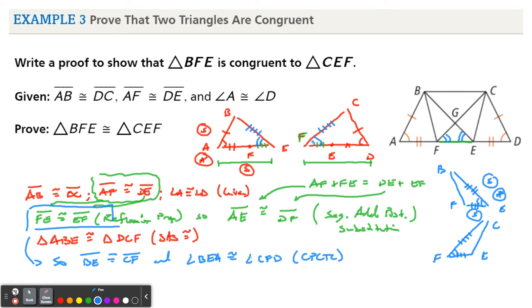Well, with these three pieces of information, we can now say that triangle BFE is congruent to triangle CEF. And that is also by side angle side congruence. So what this problem tells us is that we can use pairs of congruent triangles to prove more pairs of congruent triangles. Right? That's when it gets tough.